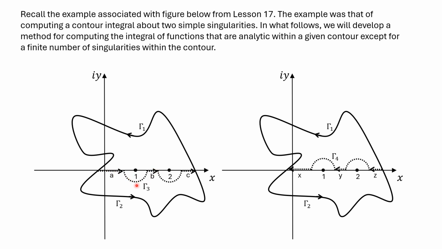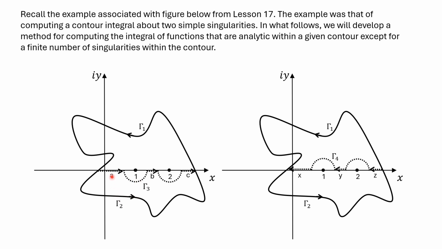alternate contours. So for gamma sub 2, we defined this dotted line contour. And then for gamma sub 1, we also defined another dotted line contour. And by the deformation invariance theorem, gamma sub 3 and gamma sub 2, when evaluated over f of z, our function in question, yield the same result. And the same thing here for gamma sub 1 and gamma sub 4.